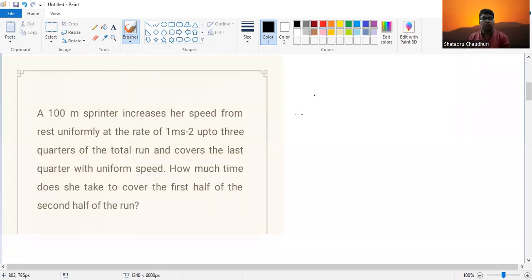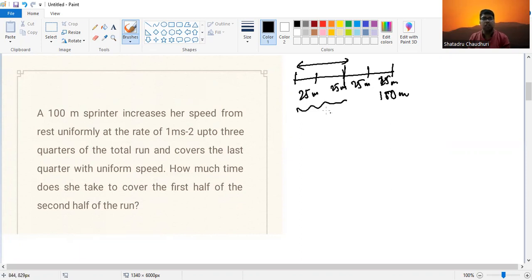Now, first of all, the total distance is 100 meters. So if I split the 100 meters into four equal parts, then the first one is 25 meters, and all will be 25 meters, 25 meters. Now, the first half is obviously this one, which is 50 meters, and the second half is also 50 meters.